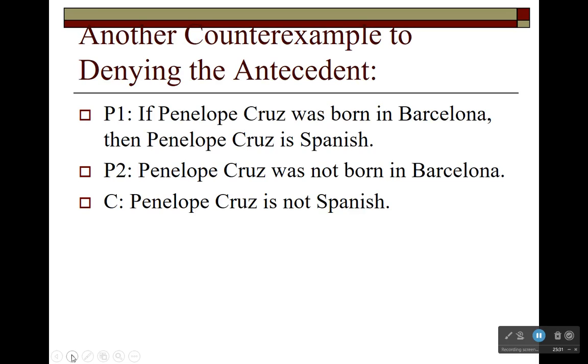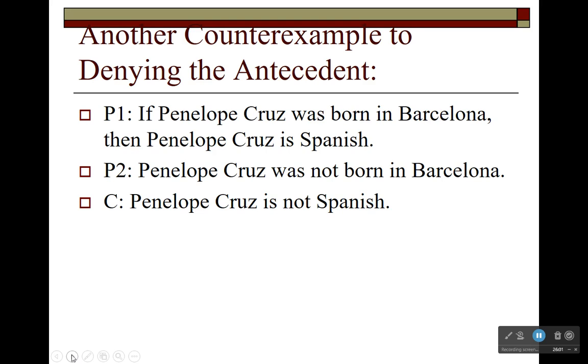Here's another counterexample to that same form of argument. Again, that's a common formal fallacy, a common error in reasoning. Anytime somebody reasons according to that pattern, if P then Q, but it's not the case that P, therefore it's not the case that Q, that's always an invalid argument. That's always faulty reasoning. That's always logically erroneous. That's not correct reasoning.